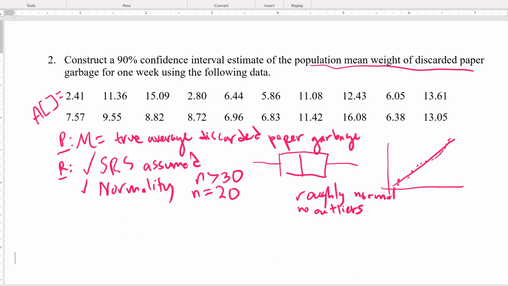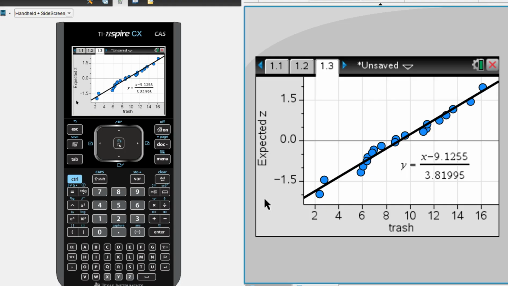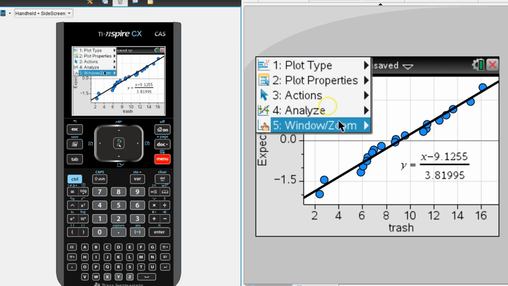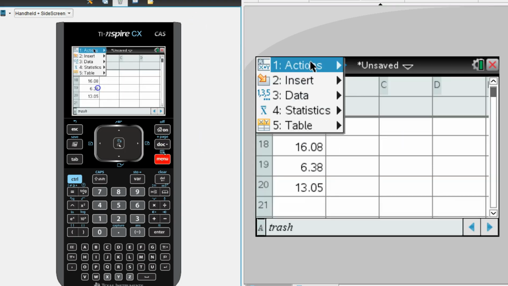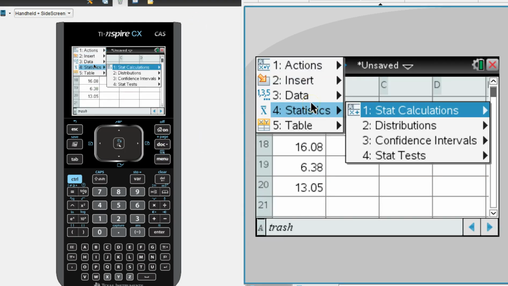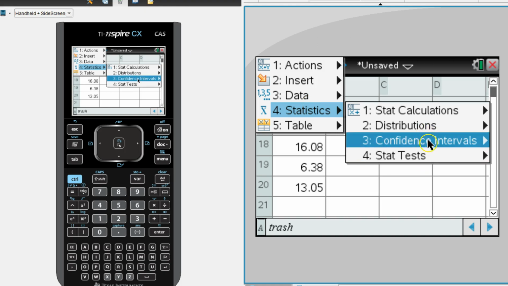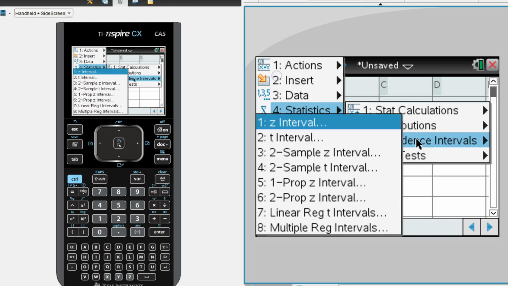Okay, which means let's run the test. What test are we running? Well, sigma, we do not know sigma. So if sigma is unknown, we will run a t interval. Menu. All right, go back to the data. Sorry about that. Go back to the data. Menu. Statistics. They have intervals and tests here as well. So I go to the interval.